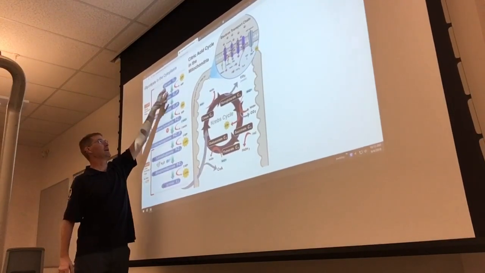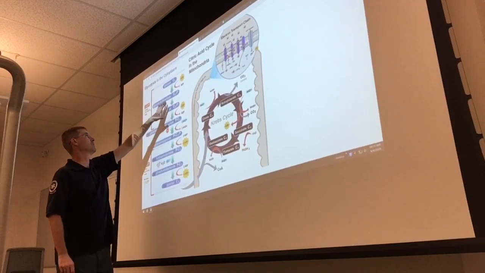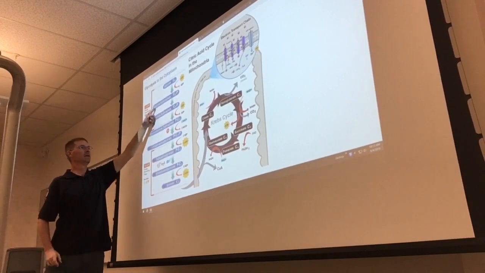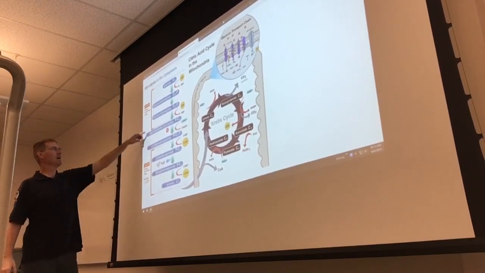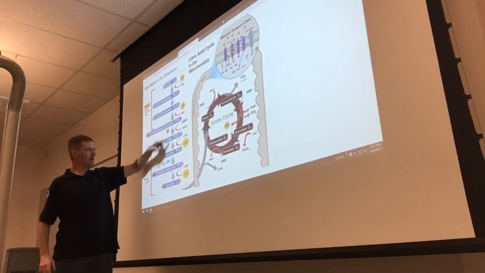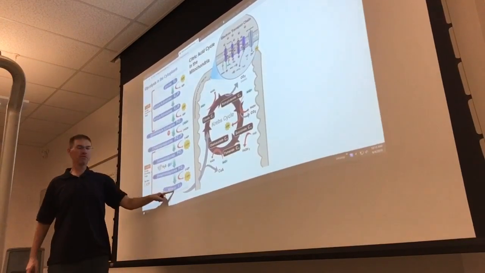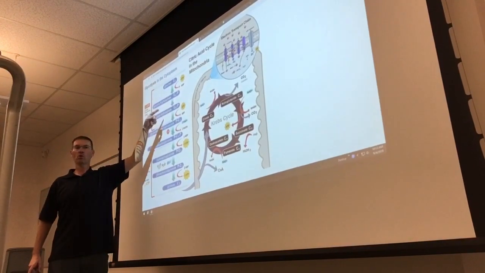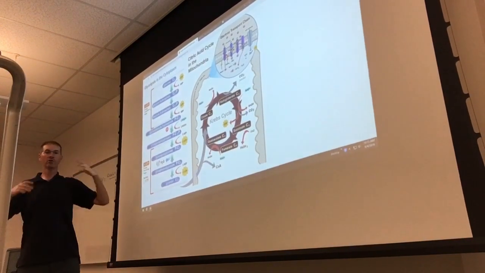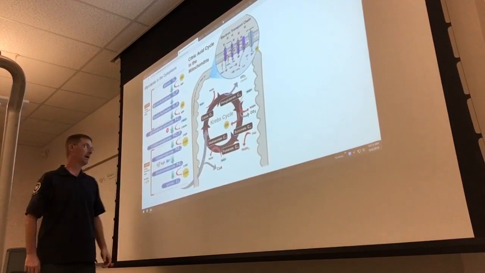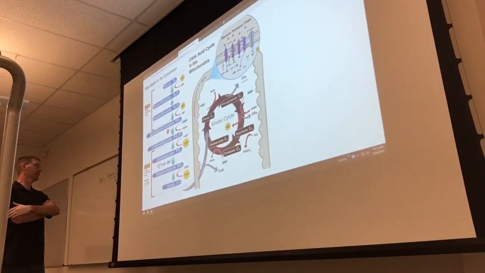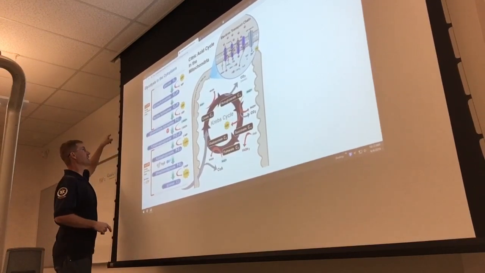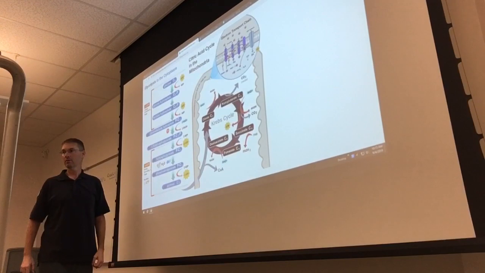So glucose is coming in, and glucose gets converted to something called glucose 6-phosphate. Now this is important because many of these intermediate steps between glucose and pyruvate, you guys see that there? Many of these intermediate molecules can be sent over to other cycles. So this glucose 6-phosphate, for example, gets sent over to another cycle.